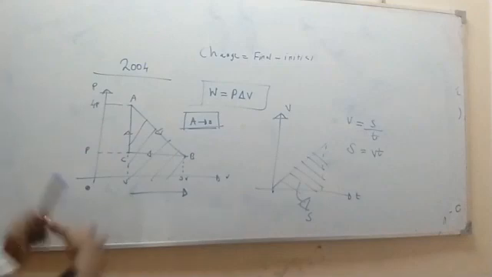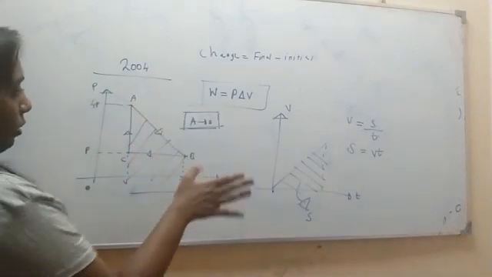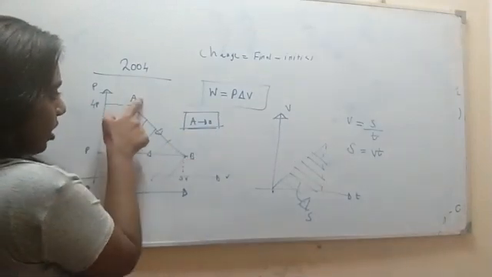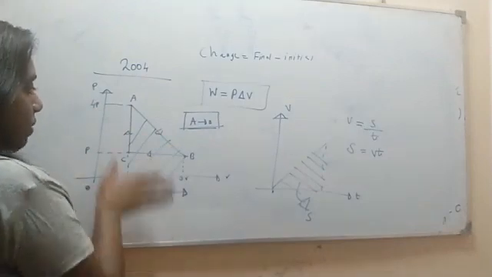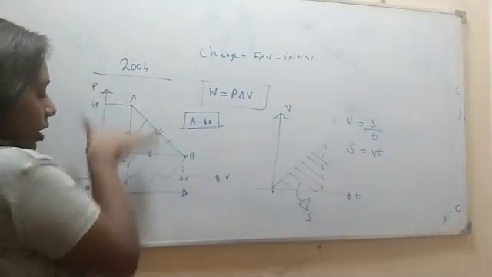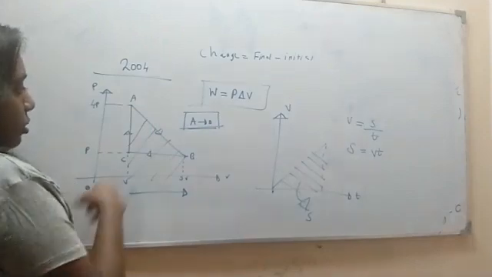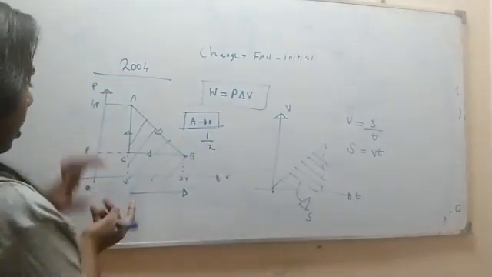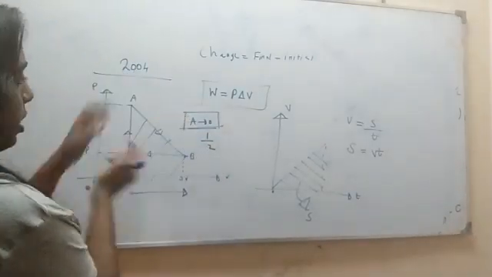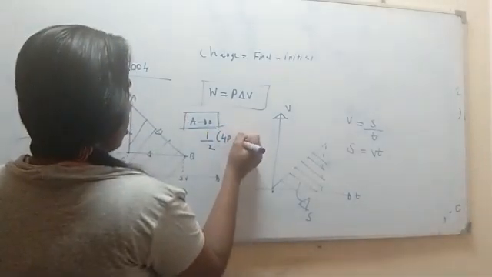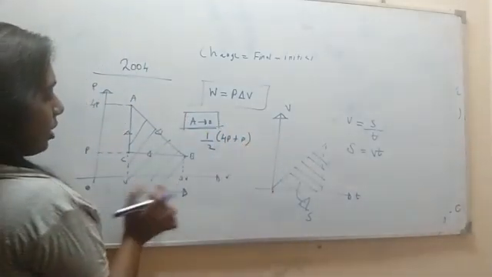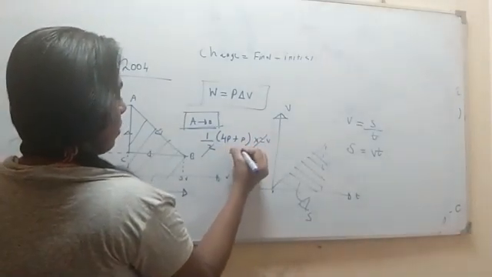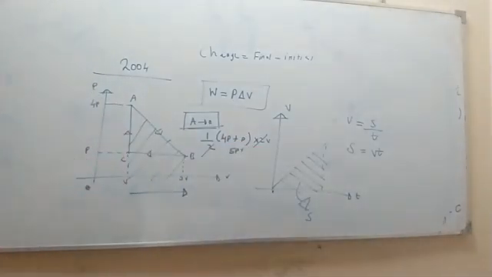Now the question is work done during the net process. But for studying, first I am finding the AB process individually. Considering only the AB process, work done is given by the area under this graph bounded with the x-axis. This is a trapezium, so its area is half into the sum of the parallel sides. This is 4P, this is P. Then 4P plus P into the distance between them, 2V. The 2 cancels off, so 5PV is the work done during the process AB.